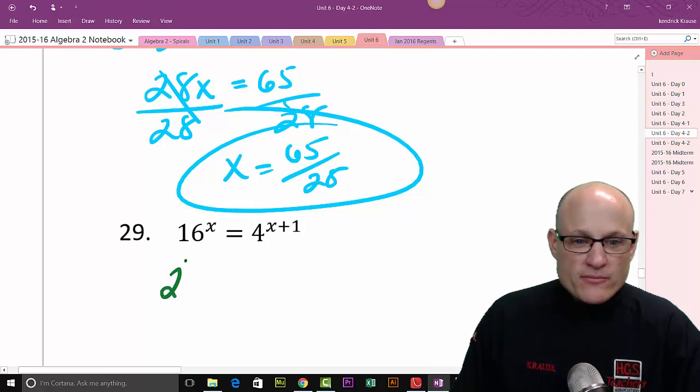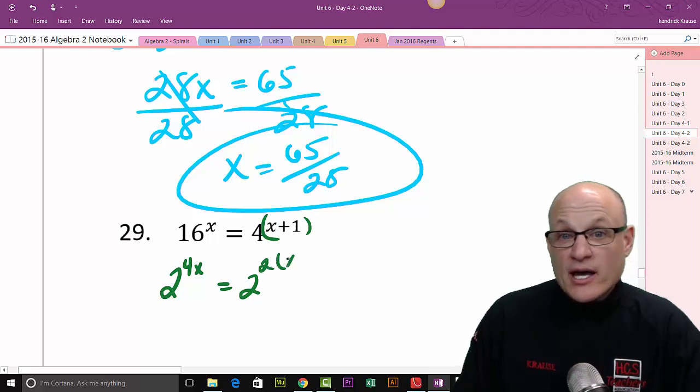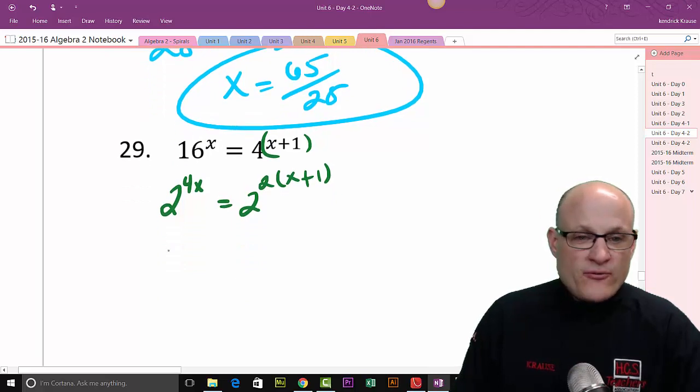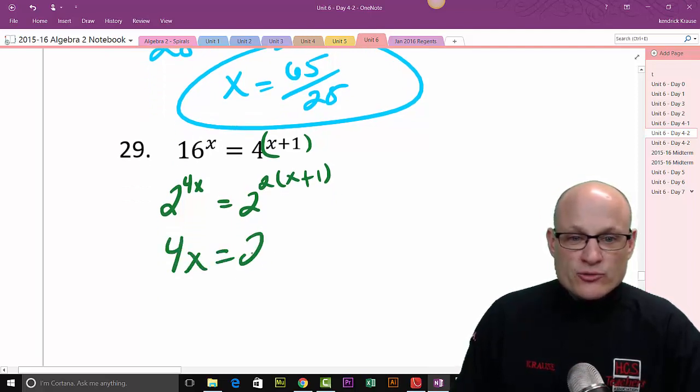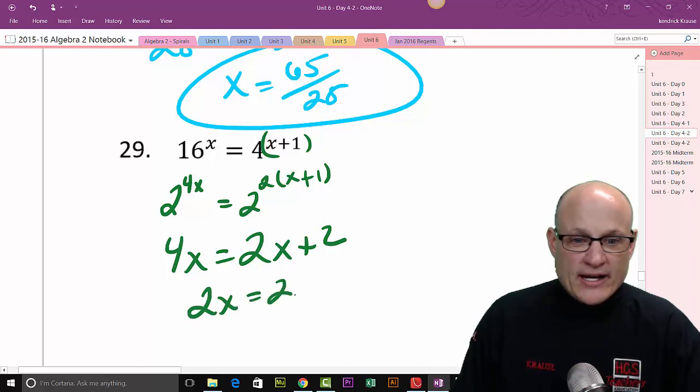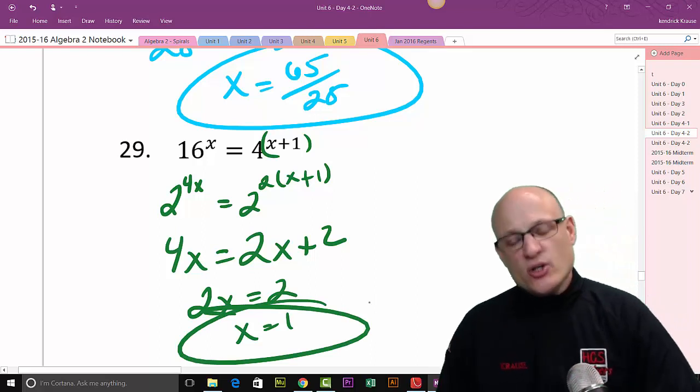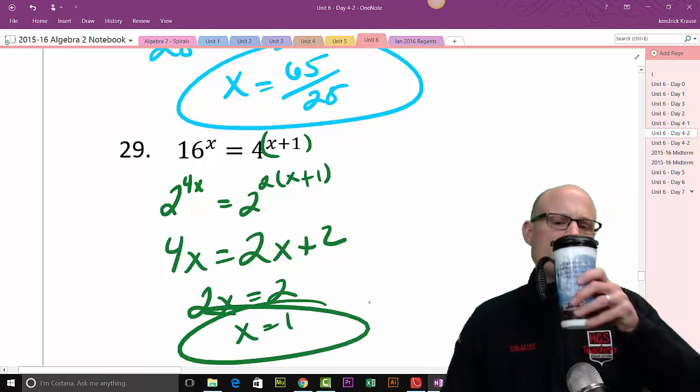So 2 to the 4th with x equals 2. Ooh, don't forget your parentheses. Squared x plus 1. Now let's set those exponents equal to each other. 4x is equal to 2x plus 2. 2x is equal to 2. And x is equal to, ka-chang, uno.